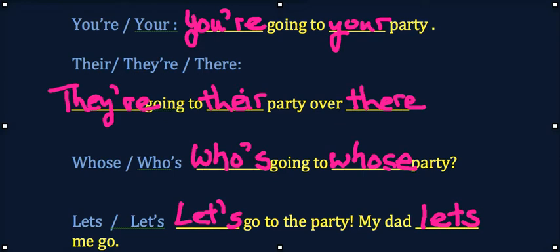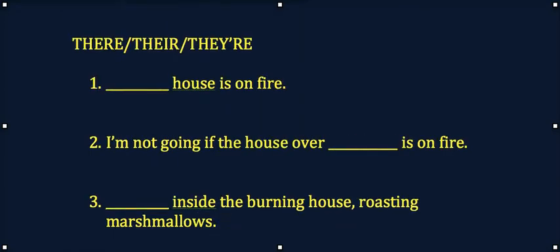All right, how'd you do? Those are the answers. And now just to test how you're doing, see what you do with these sentences. Here are the three sentences for there. You plug in your answers. Their house is on fire. I'm not going if the house over there is on fire. They're inside the burning house roasting marshmallows. Okay, hit pause if you need to, and I'm going to give you the answers now.